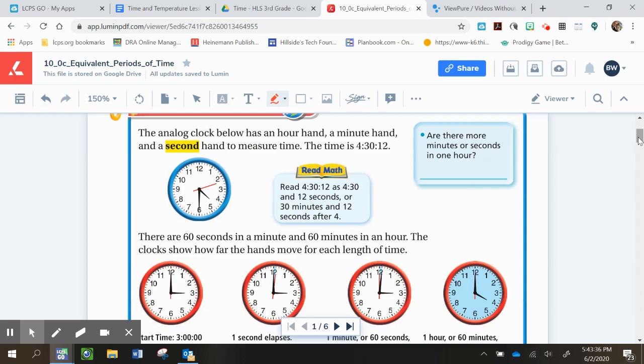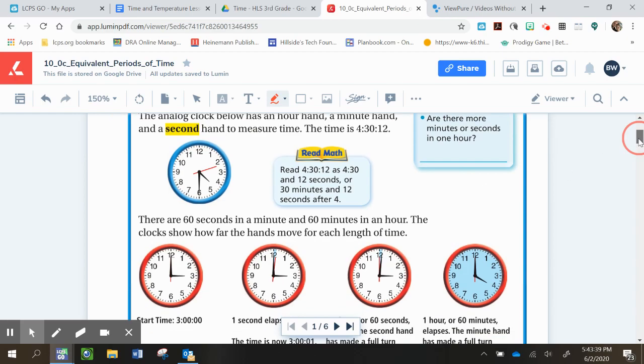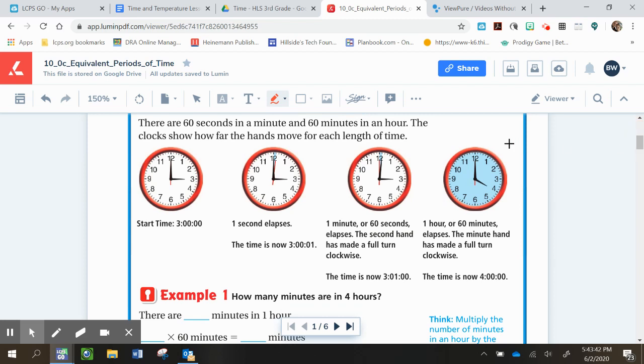If we scroll down and look at these 4 different analog clocks, there's 60 seconds in a minute and 60 minutes in an hour. The clocks show how far the hands move for each length of time. We're going to start at 3 o'clock. 1 second elapses. That is the first dash, as well as 1 minute. But look, the red second hand is there. The second hand goes around the clock a lot faster than the minute hand, and definitely a lot faster than the hour hand.